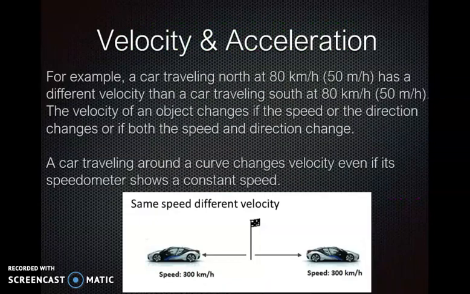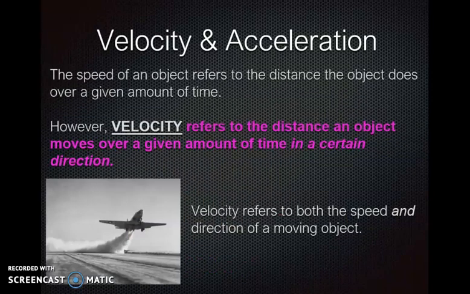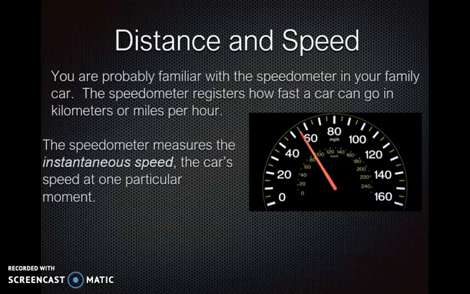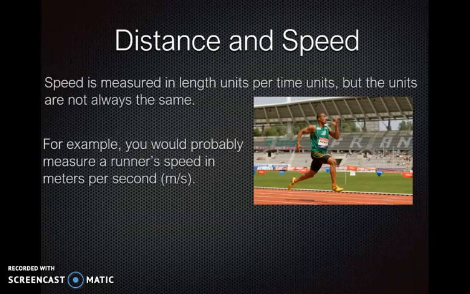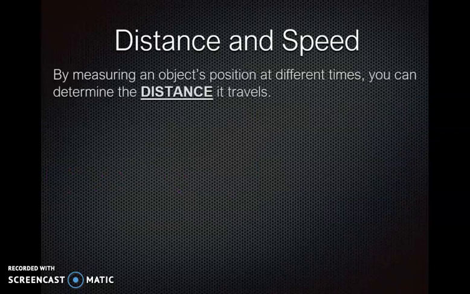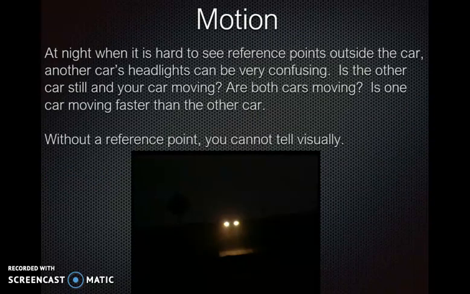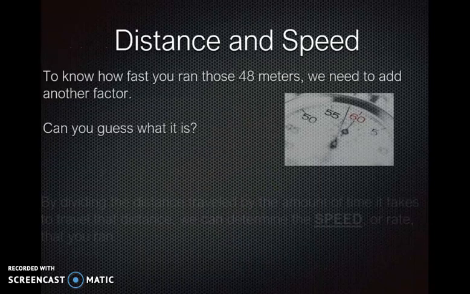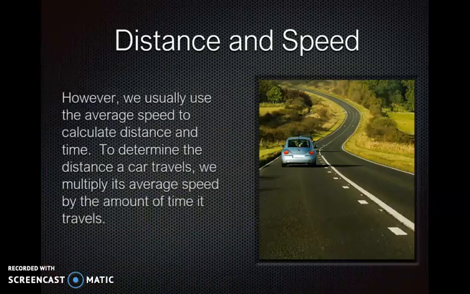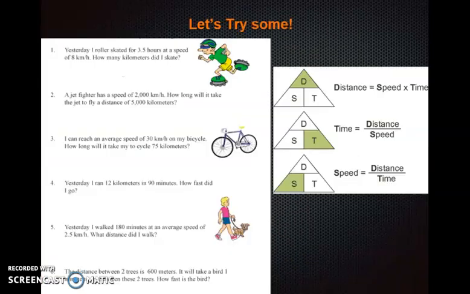Let's go back here. So again, the difference between velocity and speed, let's go back again to speed is measured in length units. Speed would be how fast something is going based on distance and time. And then our velocity is the same thing. We're just adding a change of direction.